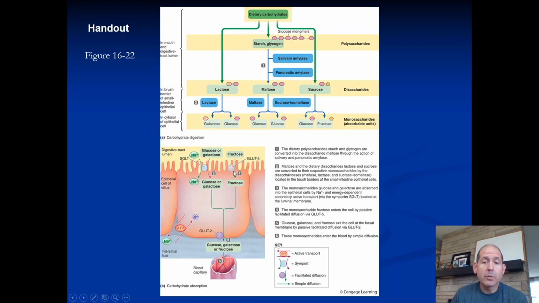Fructose is absorbed through one of our glucose transporter molecules, GLUT5, which can co-transport multiple types of sugars. And fructose then can enter in a non-energy requiring process. All of these monosaccharides can leave these epithelial cells through GLUT2 molecules on the basolateral side, where they can be absorbed into our capillaries.